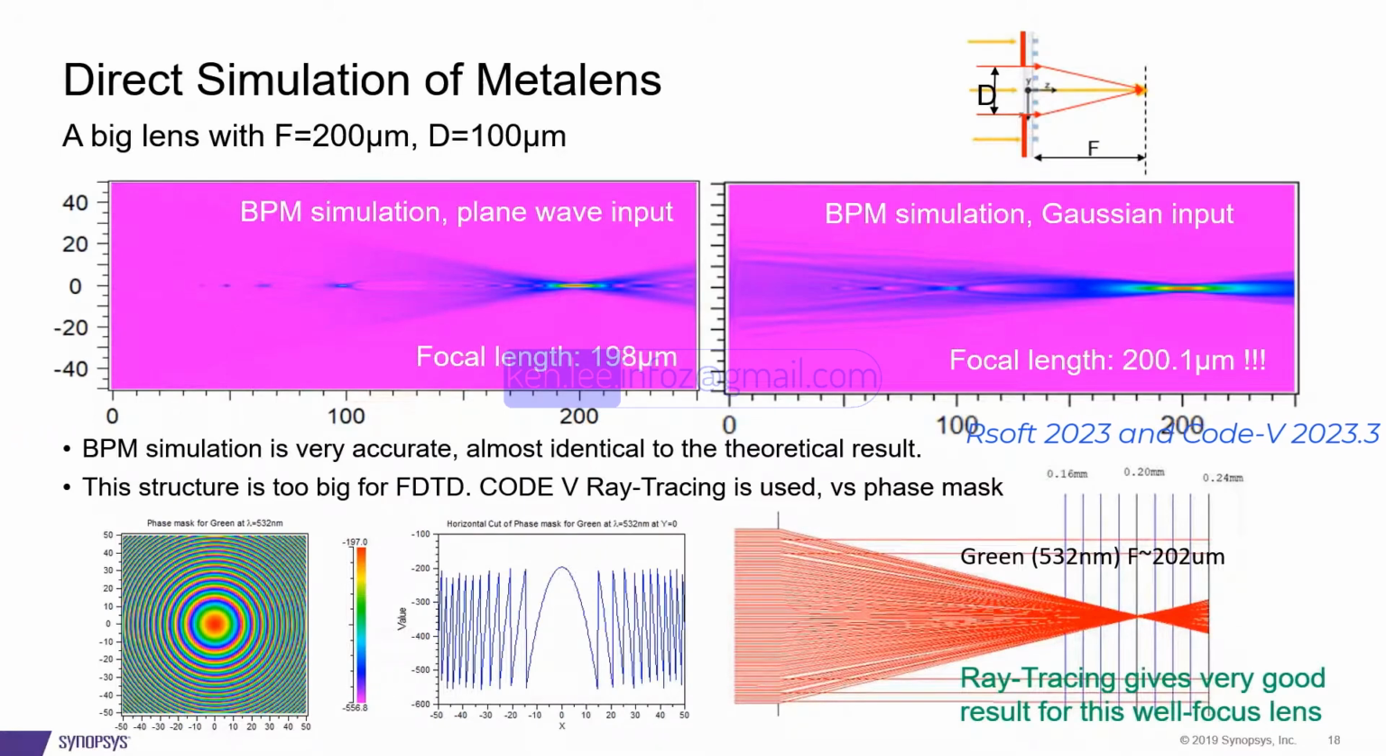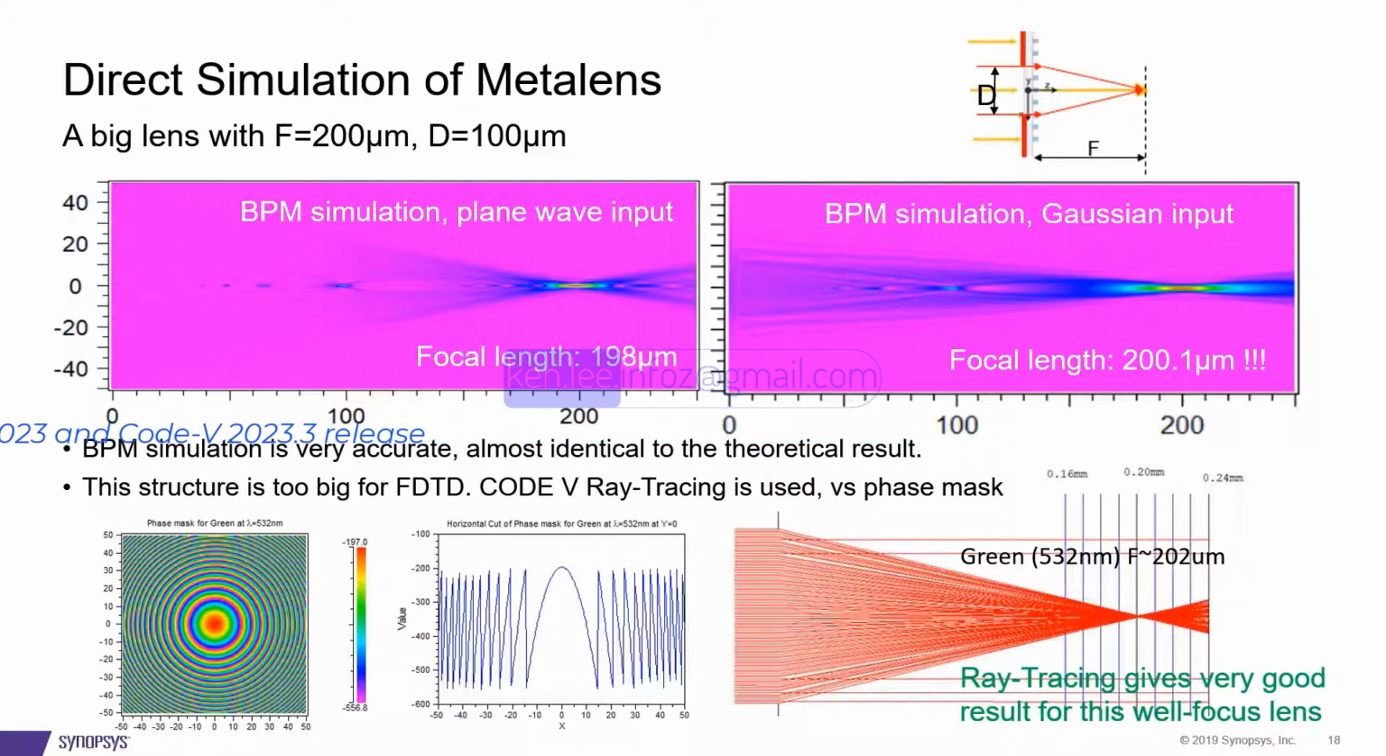Now that we understood the effects at a small scale, we are moving to a big lens with an f of 200 microns and an aperture distance of 100 microns. For this, a simulation using a plane wave input gives a simulated focal length of 198 micrometers. However, when we switch to a Gaussian input, we got an even better result, 200.1 micrometers. So, with these results, we can claim that BPM simulation is very accurate. And compared to the theoretical results, both numbers are almost identical.